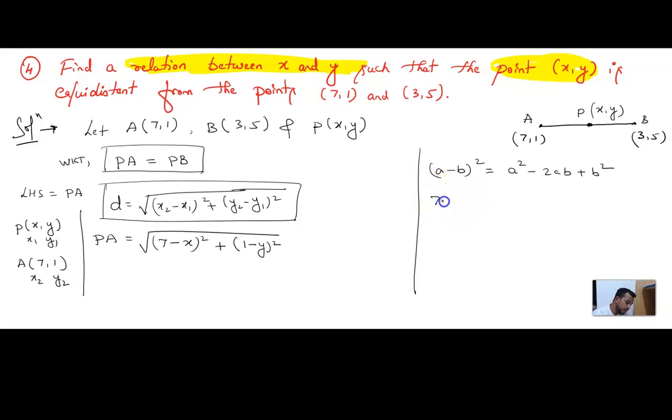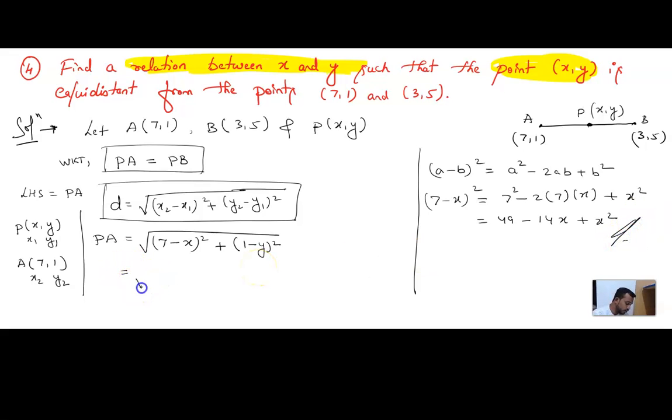So here, 7 minus x whole square: a means 7, b means x. In place of a we have 7, in place of b we have x. So that is 7 square minus 2 into 7 into x plus x square. 7 square is 49, minus 7 twos are 14 into x, plus x square. So this is our final answer for (7 minus x) whole square.